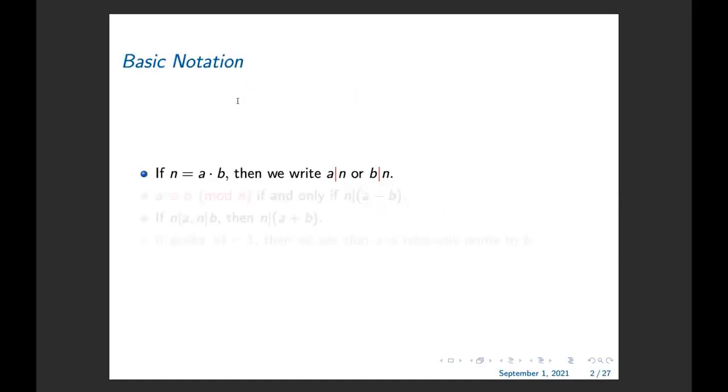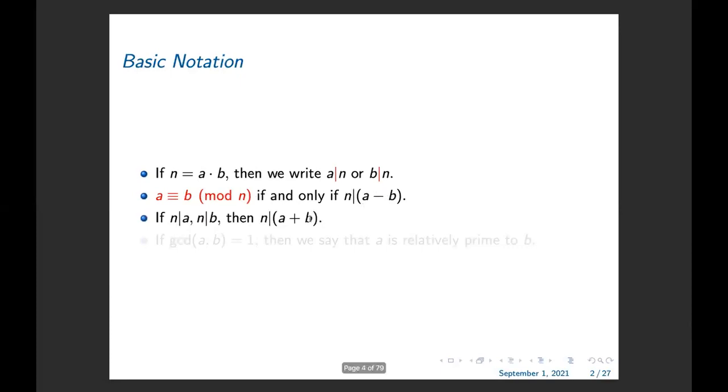First, we pick some basic notation. If n is a product of these two numbers, a and b, then we say that a divides n and b divides n. We use this notation a congruent to b modulo n if and only if n divides a minus b. If n divides a and n divides b, then it is easy to verify that n divides a plus b. If GCD of a and b is equal to 1, that is the greatest common divisor of a and b is 1, then we say that a is relatively prime to b or a is co-prime to b.